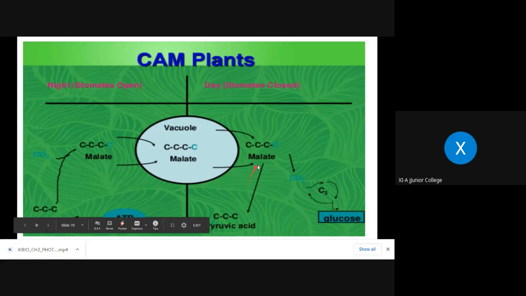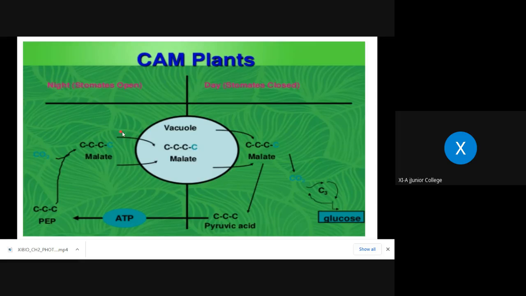And then this pyruvic acid, which is produced during day, again during night accepts CO2 to form oxaloacetic acid and then malic acid. Instead of Kranz anatomical features like the mesophyll cells and bundle sheath cells, this anatomy is not seen in CAM plants. But stomatal closing and opening affects the C4 and C3 pathway. So the C4 pathway is observed during night when stomata are open, whereas the C3 pathway takes place during day when stomata are closed. So this thing you have to remember.